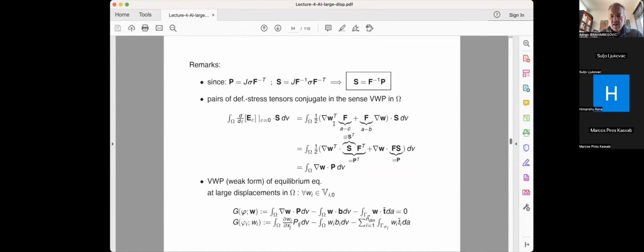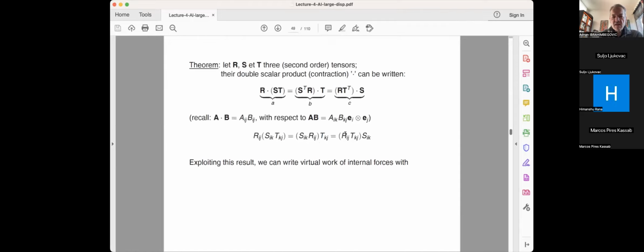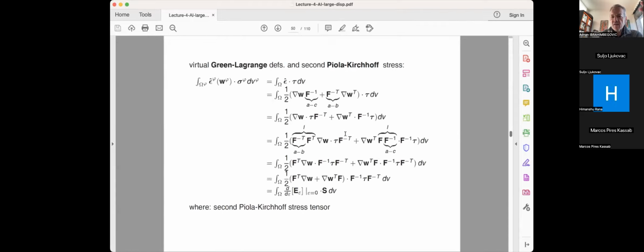And then I take into account the connection between S and F and P: S is equal to F inverse times P, or P is equal to F times S. And then I also take into account the variation of this. It's 1/2 (nabla W transpose F plus F transpose times nabla W). And so then I take the combination of the results A, B, and C.